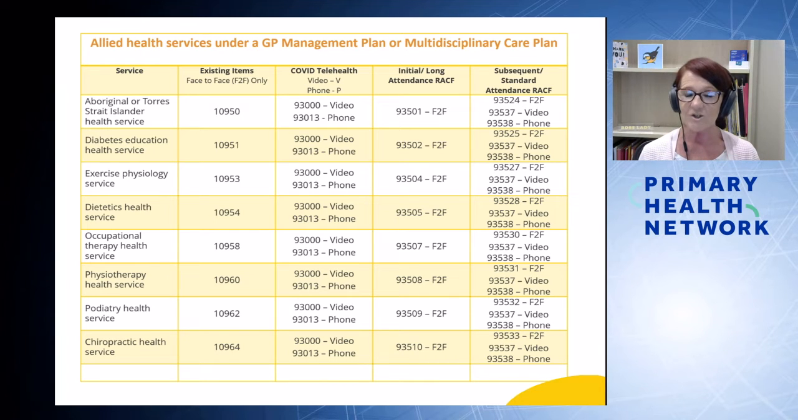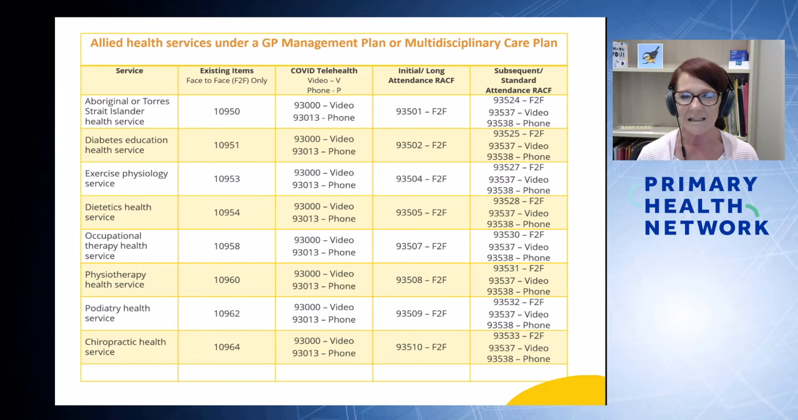What's also been introduced, which I'll discuss for you in a moment, is a new initial or long attendance consultation. So that's one initial consultation per person from a new referral or from an existing referral when you would like to initiate the first visit. So that will be a 93502 in this case as a face-to-face. However, that's it. So that initial one attracts a higher rebate, and then you have the other 3 item numbers, which is the face-to-face, the video, or the phone consultation.